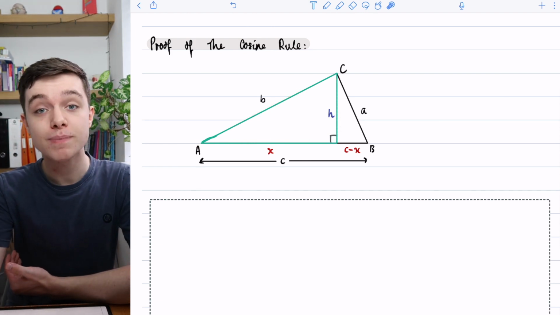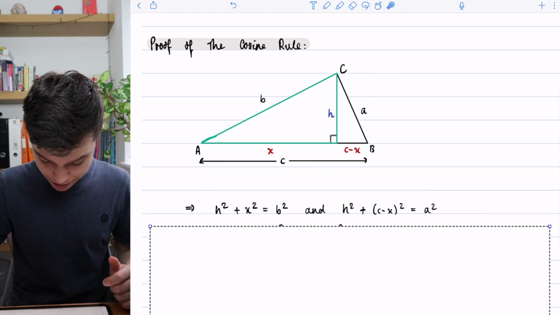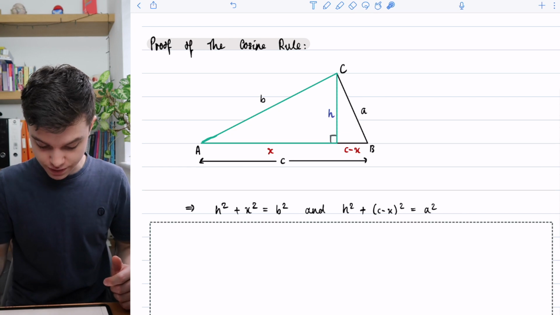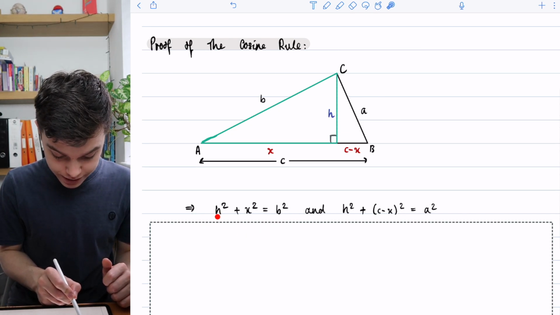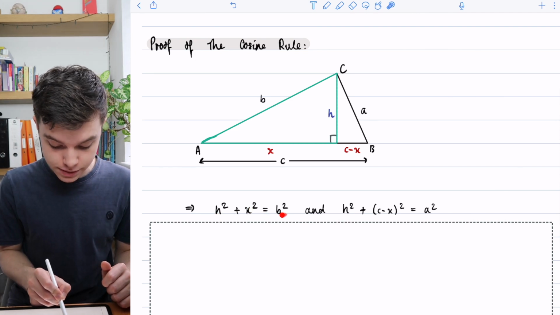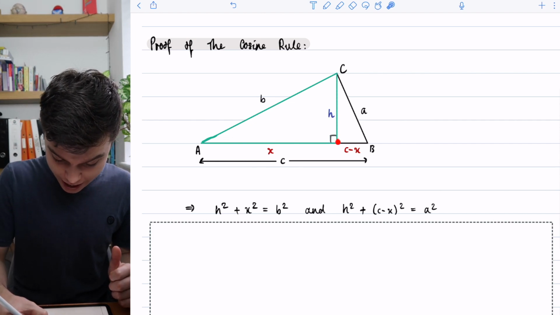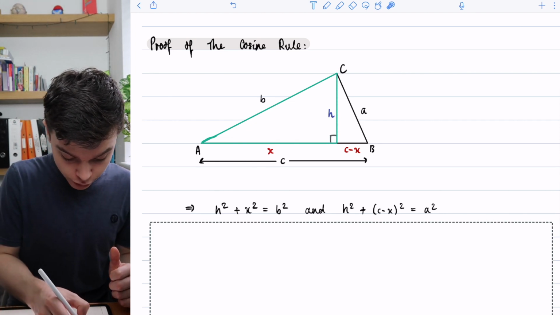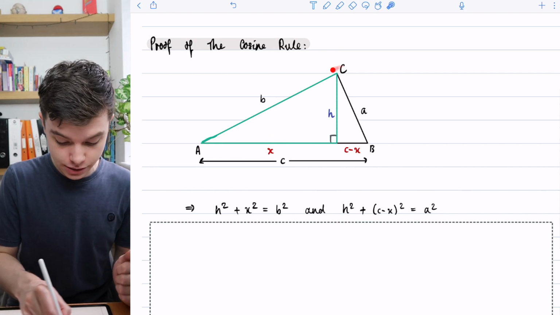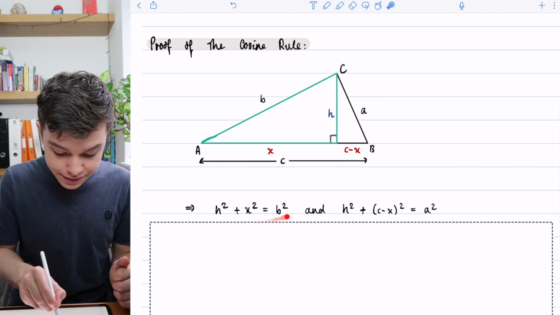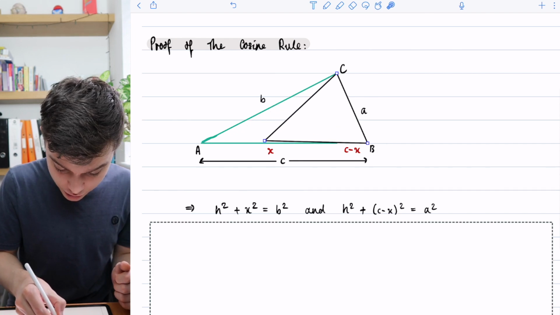So we know that we can use Pythagoras. Let's do that. Just ignore the second half of this line for the minute, and just consider this bit here. We've got h squared plus x squared is equal to b squared. That is just Pythagoras, but with different letters. h squared, this shorter side here, plus the other shorter side, which is x squared, is equal to the slanted side, or the hypotenuse, b squared. That is Pythagoras there.